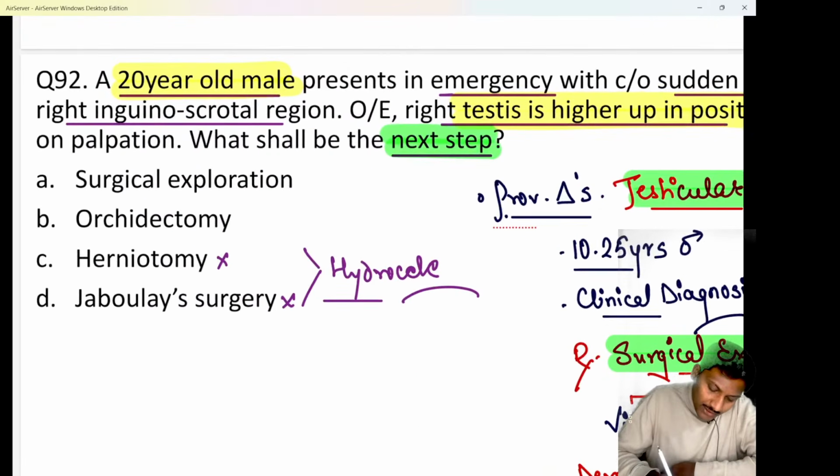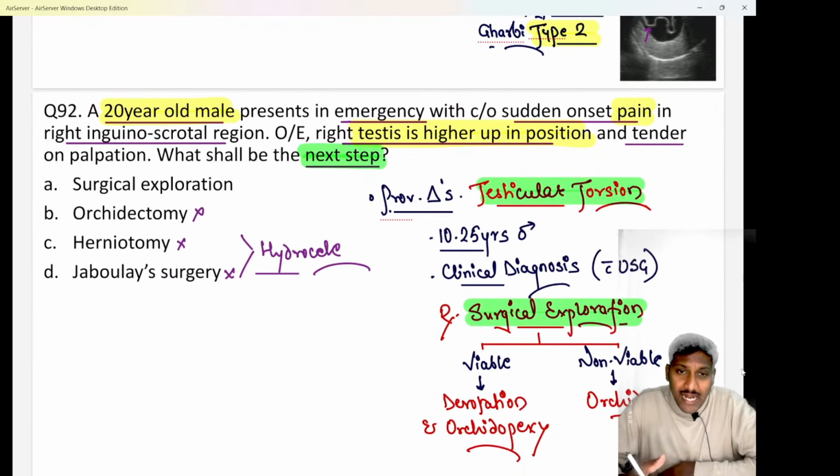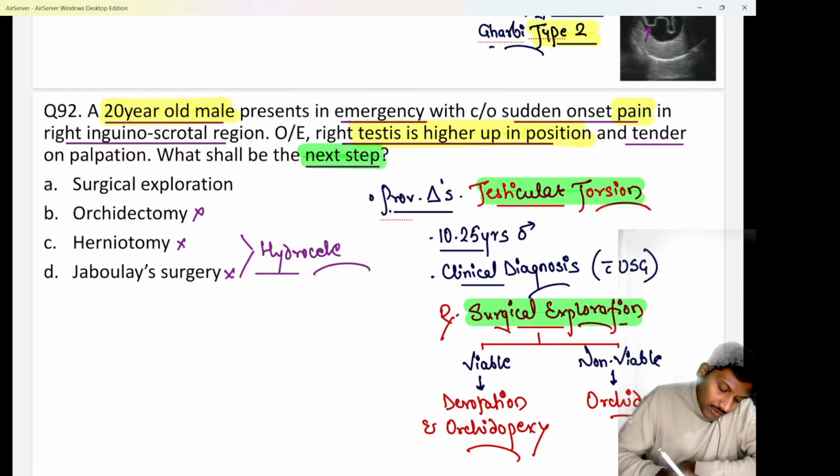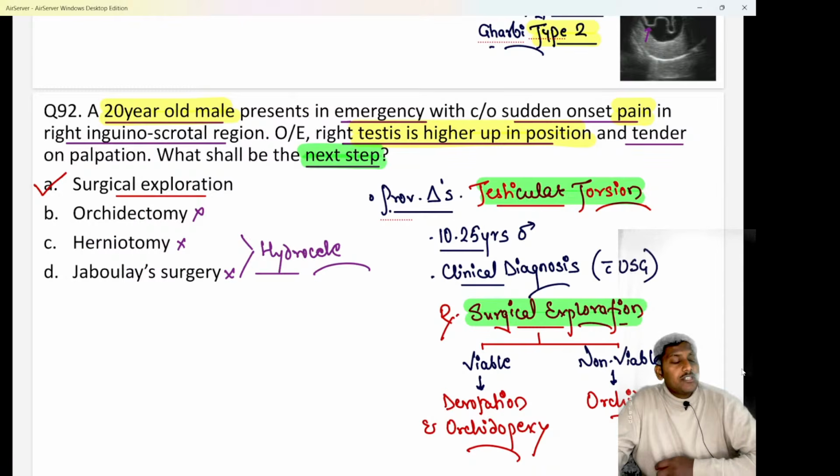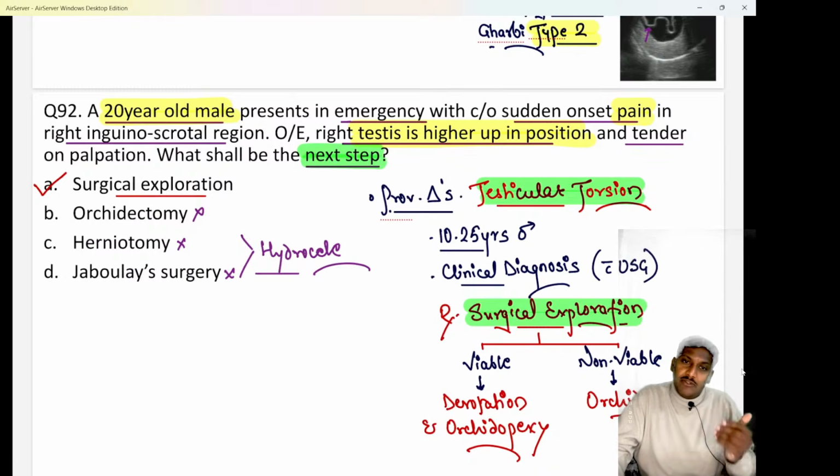Next, orchidectomy. Yes, orchidectomy may be done in cases of testicular torsion, but that will be decided once we do a surgical exploration. So the first step in this condition has to be option A, that is surgical exploration. Surgical exploration will be done first, and then if the testis is non-viable, then we will remove it, that is orchidectomy. Hopefully clear to all of you now.